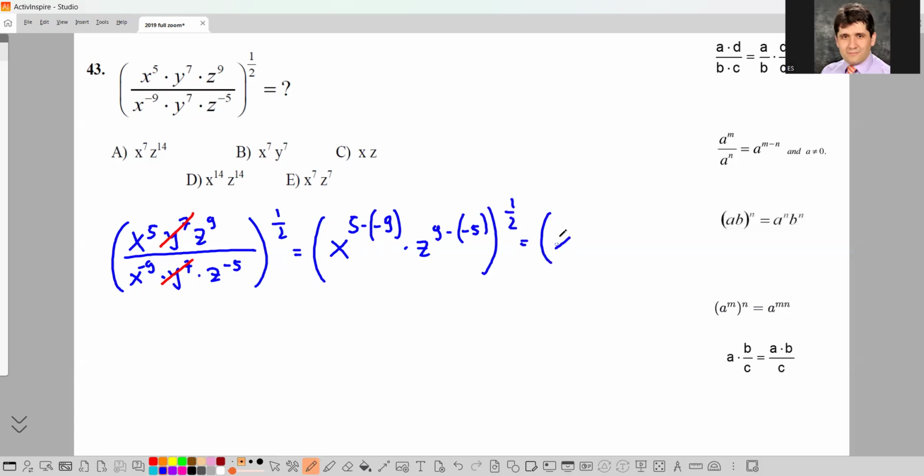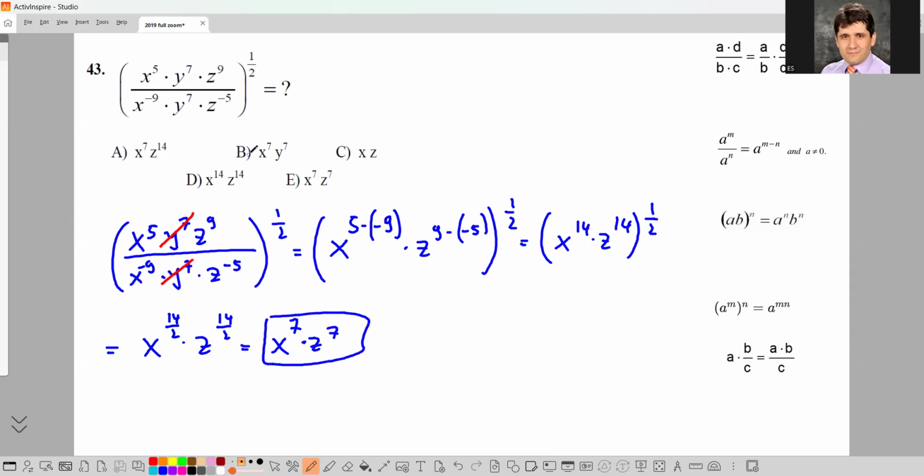So it makes x to the power 14 times z to the power 14 all to the power 1 over 2. And that means it would be x to the power 14 over 2, z to the power 14 over 2, which makes x to the power 7 times z to the power 7. That would be E.